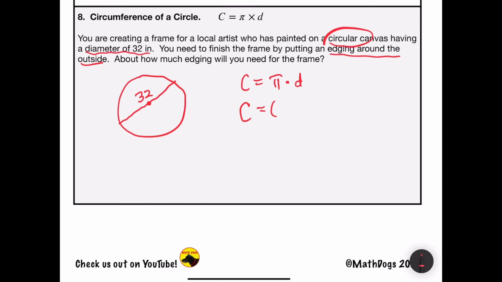I'm going to approximate pi as 3.14, and I'm going to multiply that by the diameter of 32. Circumference is already solved for. I just need to multiply 3.14 times 32 in a calculator, and I will have 100.48, which is rounded off to 2 decimal places. And so the circumference would be 100.48 inches, and that's how much edging I would need.